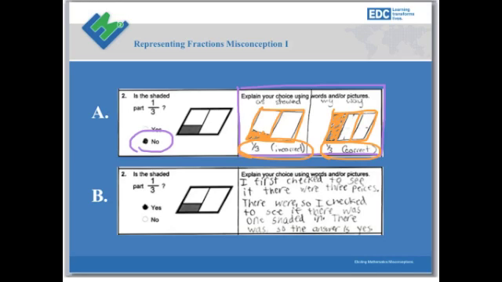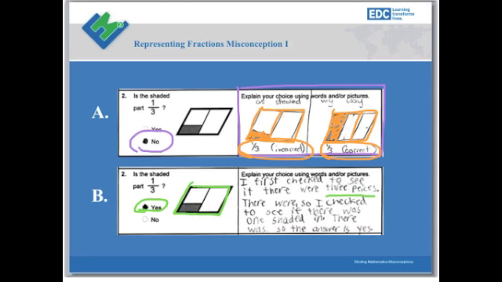These drawings give us a pretty good indication that the student was thinking about the size of the pieces as they were determining the answer to the question. Student B chose yes for an answer and then explained by saying, "I first checked to see if there were 3 pieces." So the student was counting up the total number of pieces.